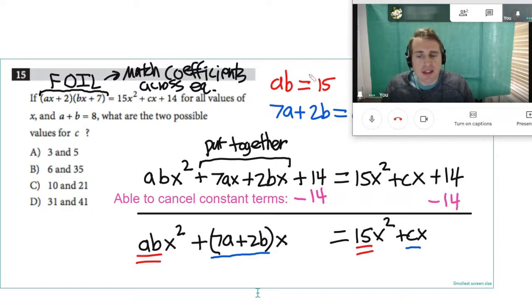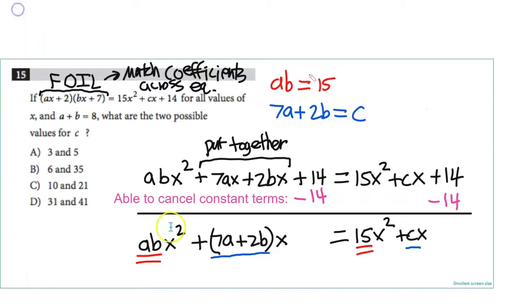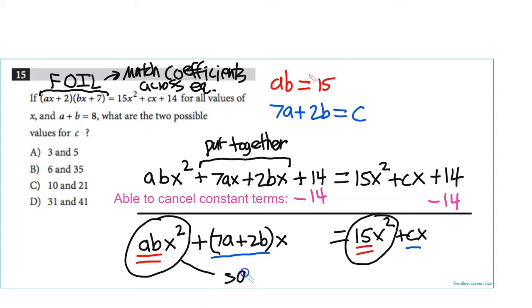But notice that that really means the coefficients must be the same, because we can match them. What I'm trying to say is that this entire term and this entire term must be the same as each other. ab x squared must be the same thing as 15x squared. So the x squareds are obviously the same, so the only thing we could write down is a times b is equal to 15.